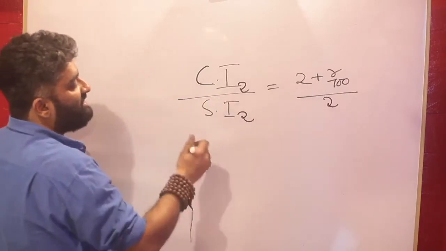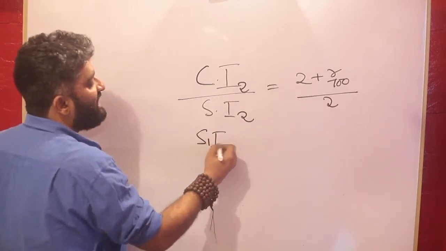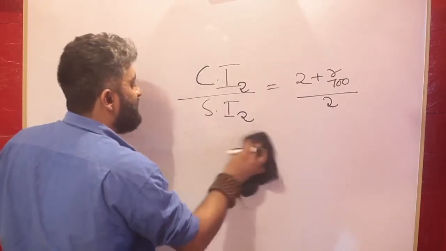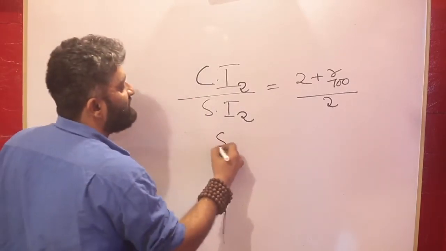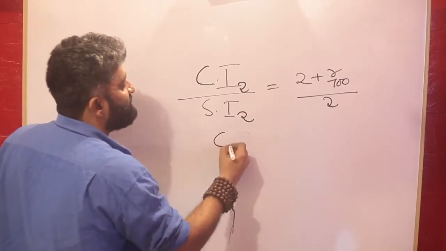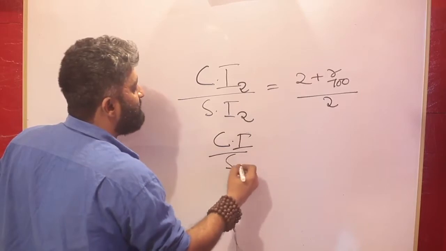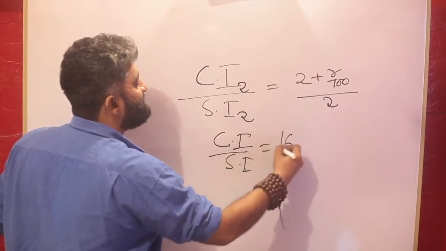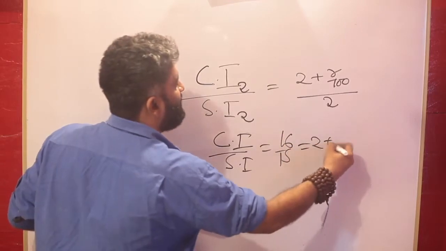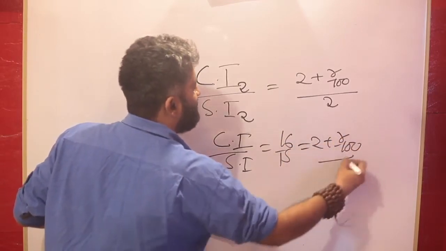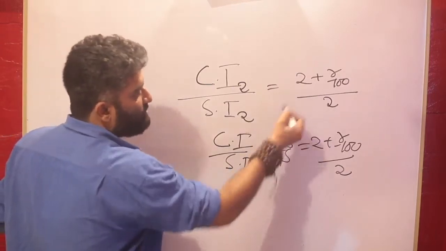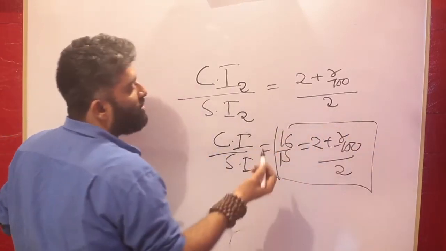So if you try out the previous question where it was given that CI upon SI is equal to 16 by 15, if I just equate it to this formula, also I will get the answer, right? So if you know this, then this would have been even shorter, right?